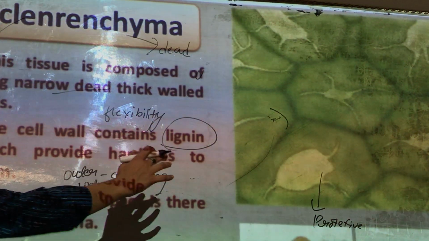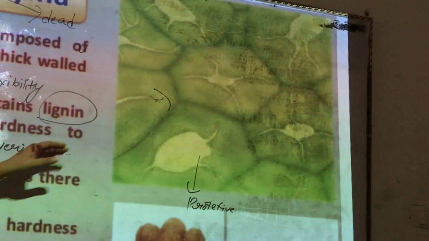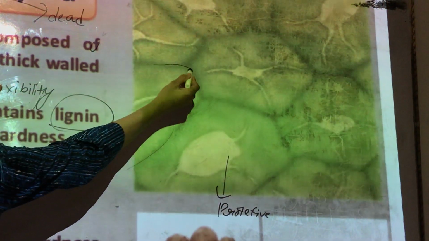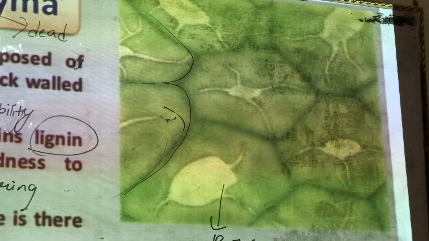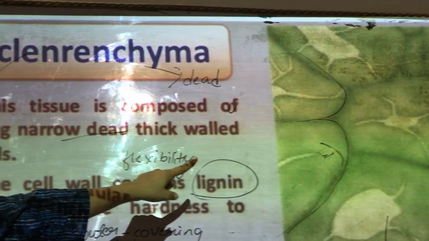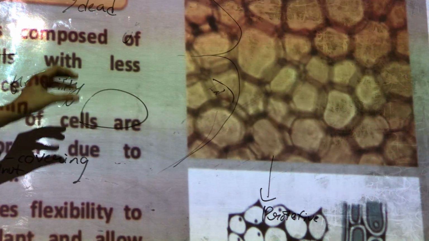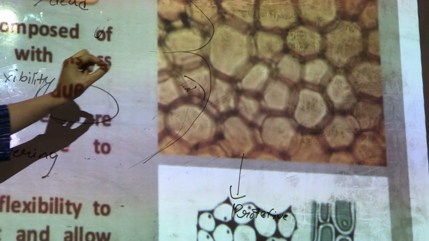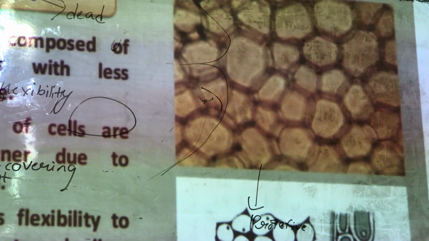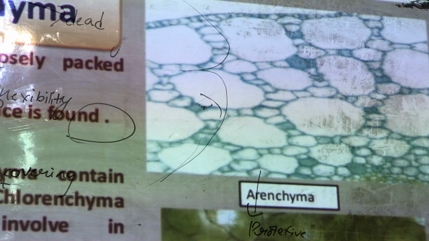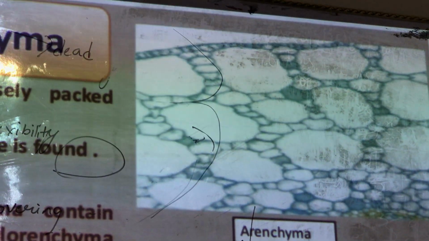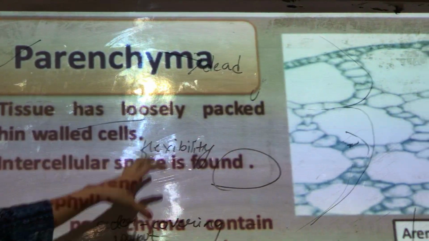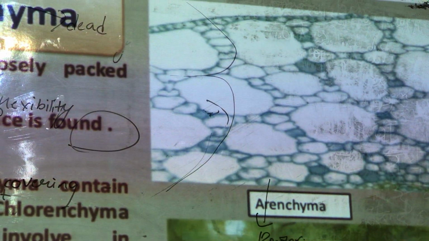And there is no space in between them, as you can see here. This is the cell wall of one cell and this is the cell wall of another cell. You can see there is no space in between them. So in sclerenchyma, the cells have no space. In collenchyma, they are also very tightly packed. There is less space. You can see some, but less than in sclerenchyma. Whereas parenchyma tissues are very loosely packed, the most loosely packed out of all three.